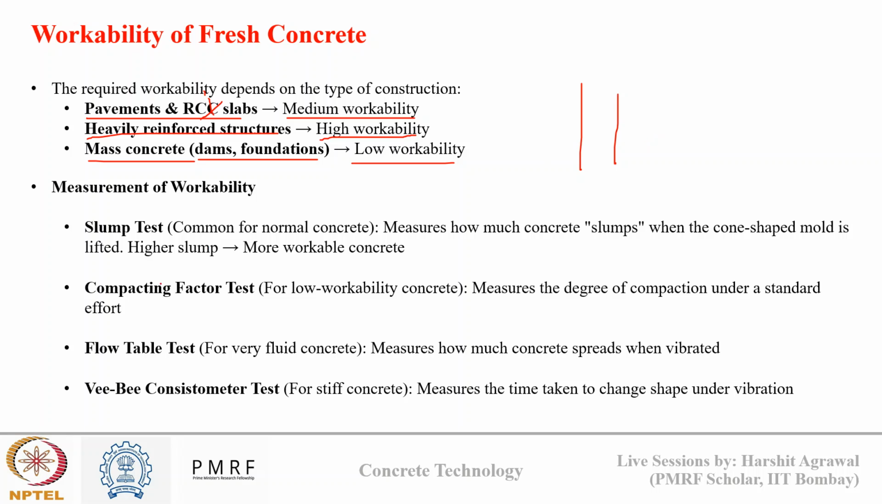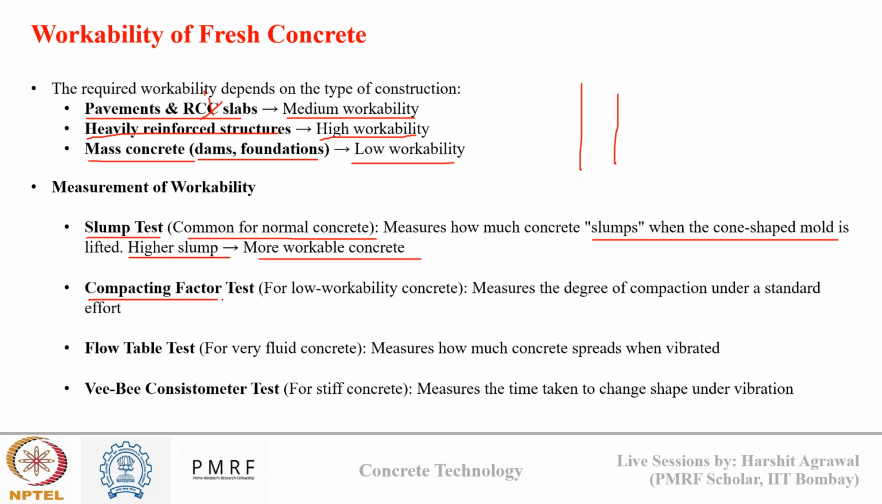Now, to measure workability of concrete, there are different testing methods that are used for different types of concrete. So we have slump test, which is used for normal concrete, and we measure concrete slump when it is poured in a conical shaped mold. Okay, so if there is higher slump, it means more workable concrete.